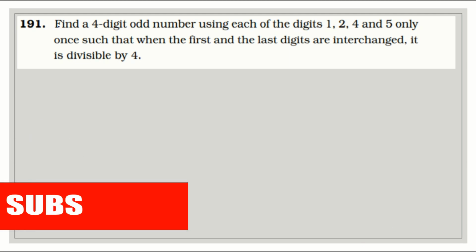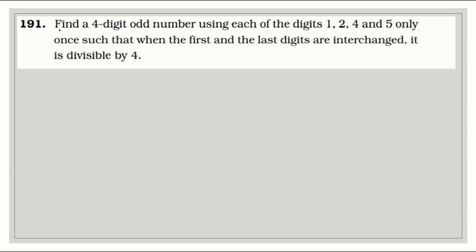Students, in question number 191, we are asked to find a 4-digit number, and that must be an odd number, using each of the digits 1, 2, 4 and 5 only once, such that when the first and the last digits are interchanged, the resultant number is divisible by 4.